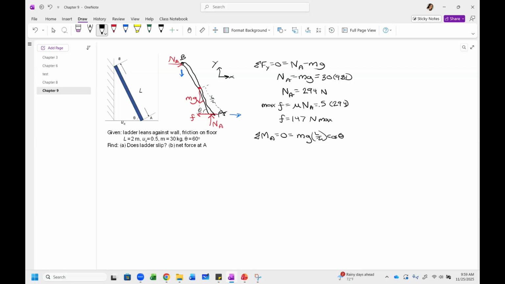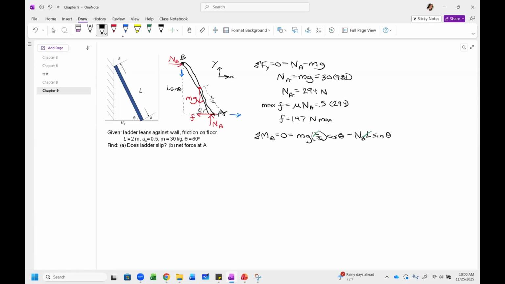And then the moment caused by B goes in the other direction, minus normal force at B times its distance, which is going to be the total height, L sine theta. So this is L sine theta, that height right there. So it ends up not mattering really how long the ladder is, as long as the weight's acting in the center of it.